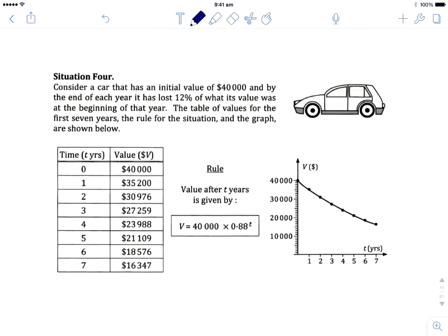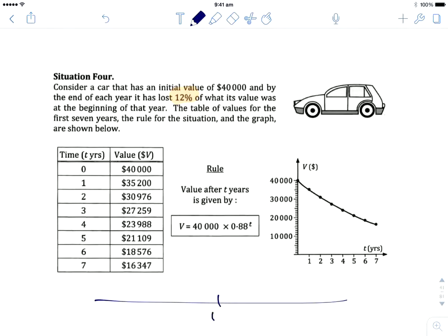Okay, situation 4. We've got a car, it costs $40,000. It's decreasing in value by 12%, and that happens every year. So you can see from the graph here that the value of the car is going down. So remember what I said about this line here.